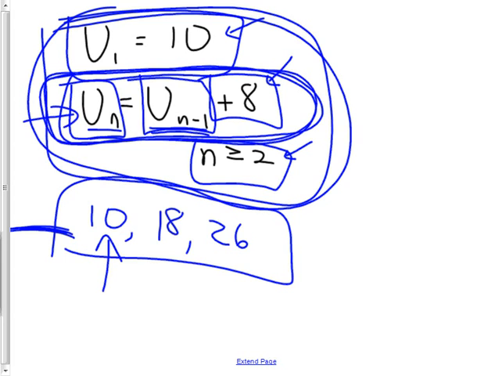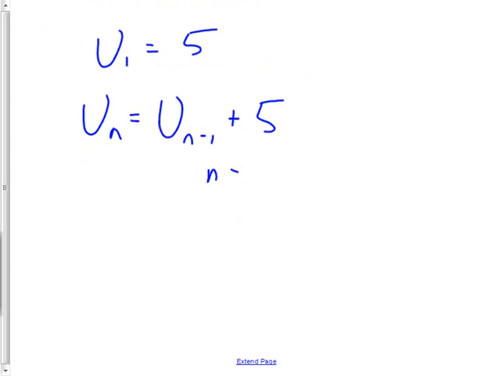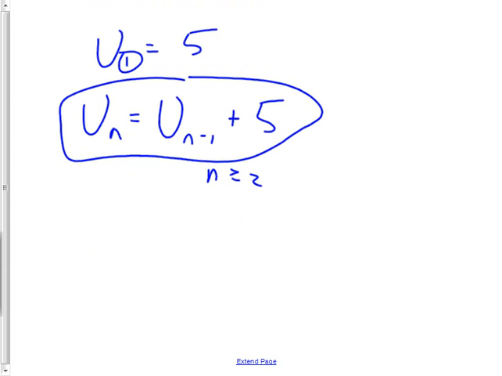All right, so let me give you another one. U sub 1 equals 5. U sub n equals U sub n minus 1 plus 5. n is greater than or equal to 2, because basically it's always one number bigger than that, because that's the very first term. So this formula will only work on the second term, is what that means. You don't really even use it. You don't have to type it in the calculator. We don't use it very much, but it's something you have to have when you actually write them out.